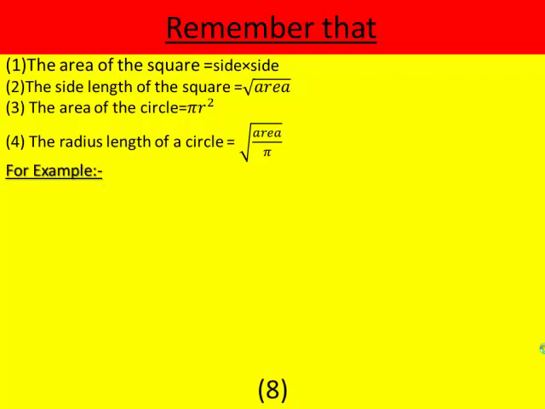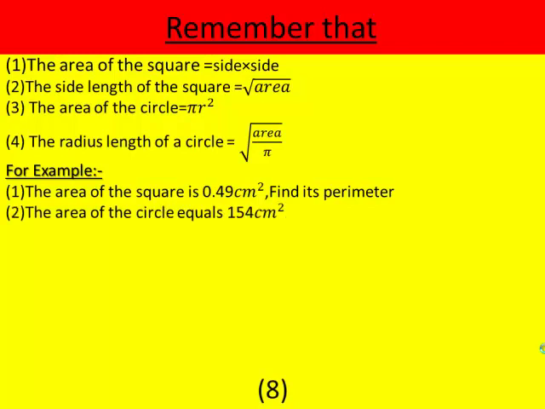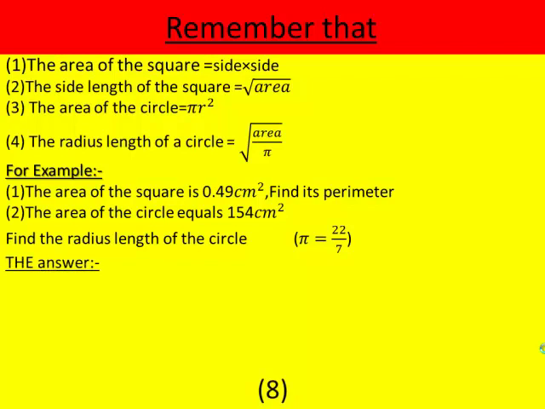Now we want to take an example for these rules. Number 1, the area of the square equals 0.49 meters squared. Find its perimeter. To find the perimeter of the square, you must calculate the side length of the square. Number 2, the area of the circle equals 154 centimeters squared. Find the radius length of the circle, given pi equals 22 over 7.